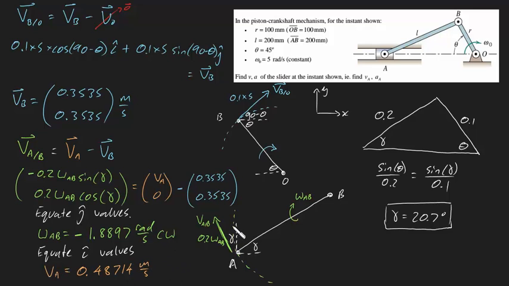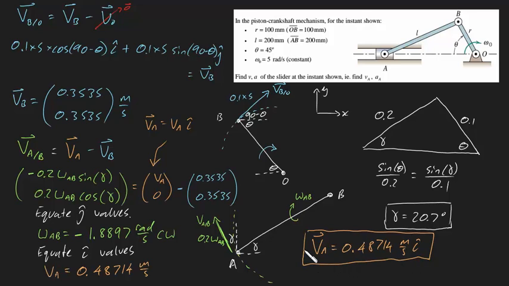Is it to the right or is it to the left? Well, let me just reiterate that this is our velocity vector of A, and we said that our velocity of A is equal to some magnitude, VA without the hat, times i. i is to the right. Because this is positive, that means the slider is moving to the right. That's really crucial, okay? Because this is positive, that means this thing's moving to the right. So let me just reiterate this right here. The velocity of A is going to be equal to 0.48714 meters per second in the i direction, which is to the right. That is the first part of this done.